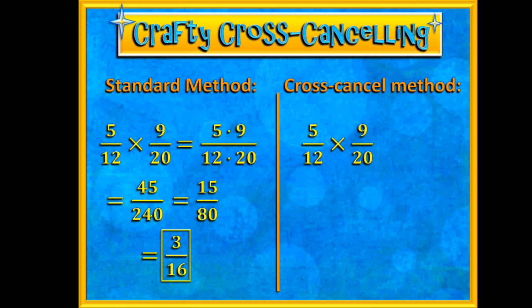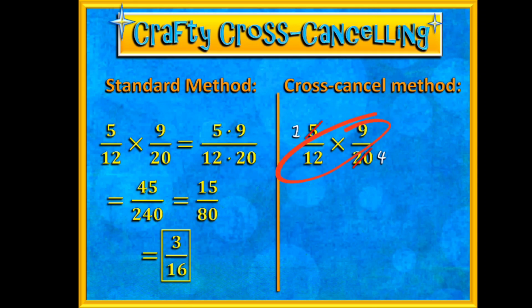So we have the same problem, 5/12 times 9/20. So how are we going to do that? So we can see here, if we do the cross-canceling, 5 and 20, the GCF for that one, it's actually 5. So we can divide 5 by 5, and we can divide 20 also by 5. So 5 divided by 5, it's equal to 1. And then 20 divided by 5, it's equal to 4.